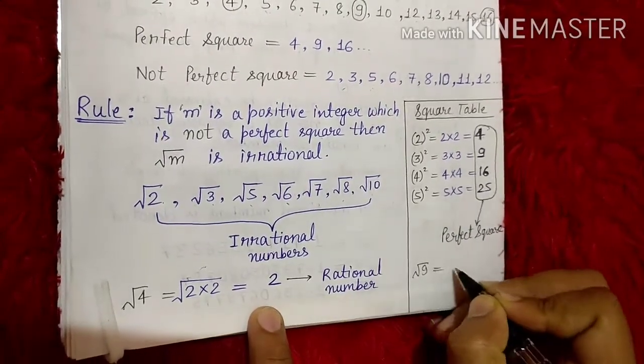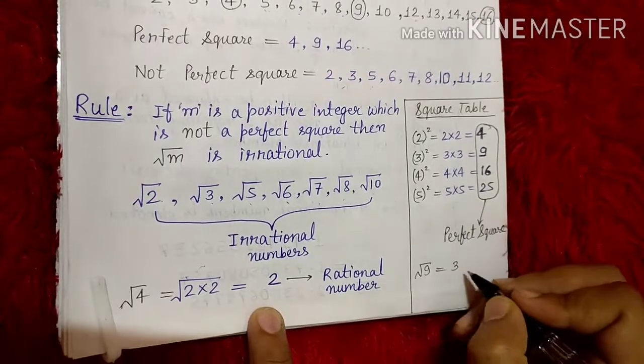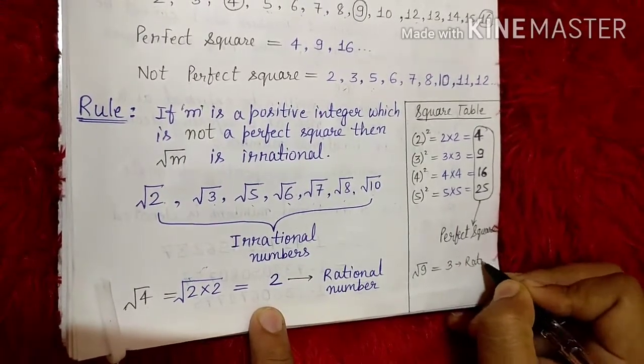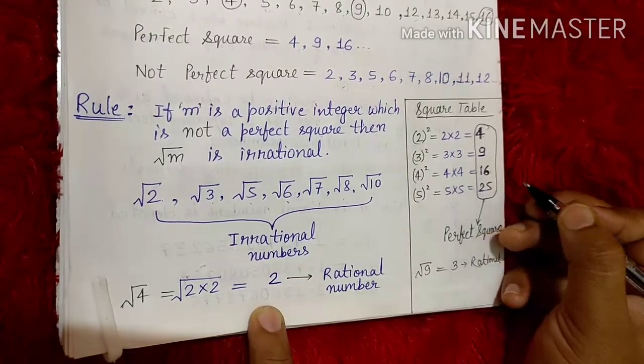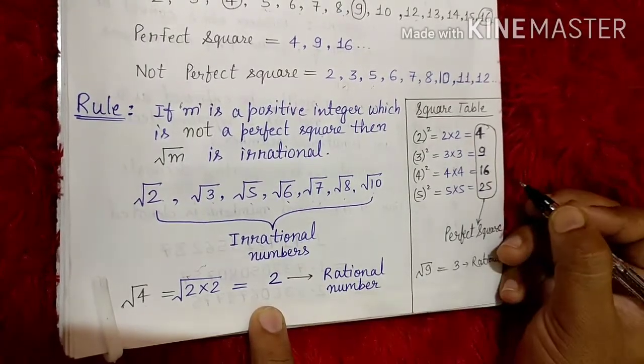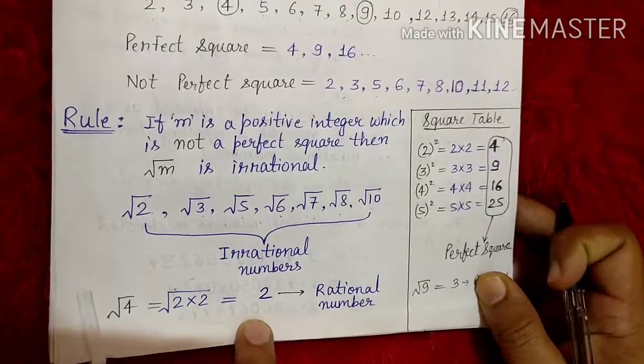Root 9 equals 3. So 3 is a rational number. In this way, we can say root 16 is 4, so that is also a rational number. Root 25 is 5, so that is also a rational number. So I hope it is clear to you.